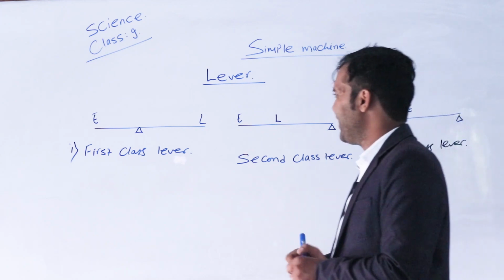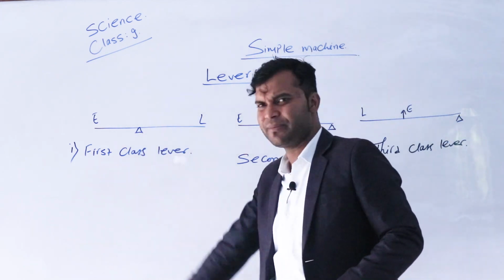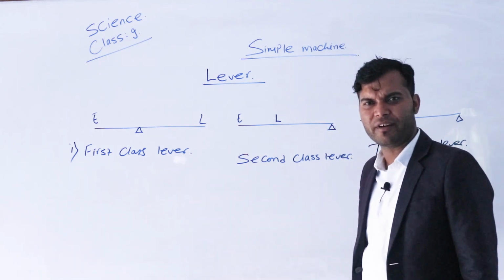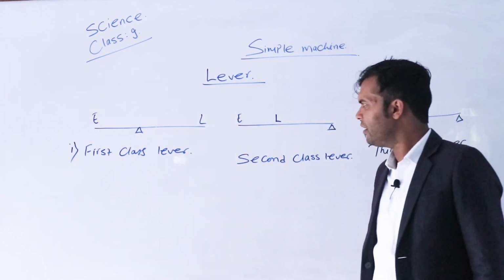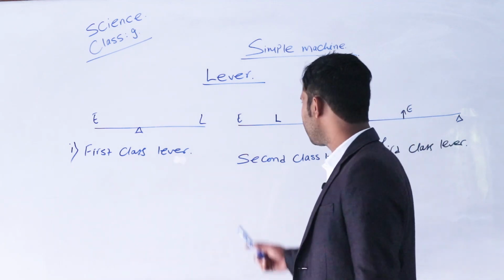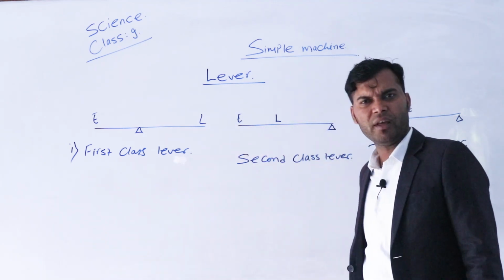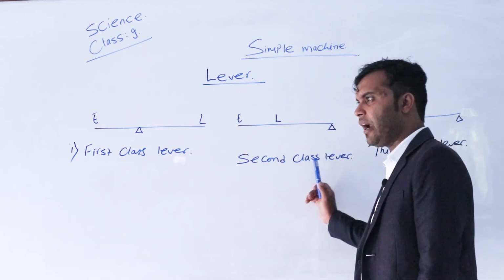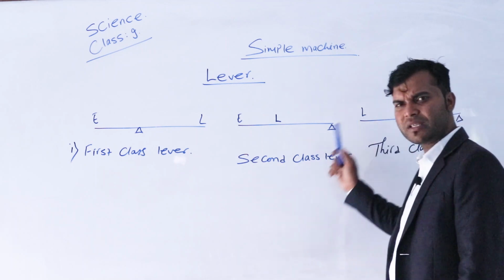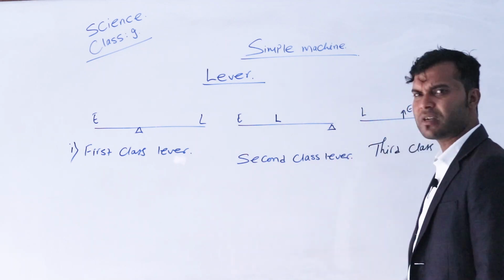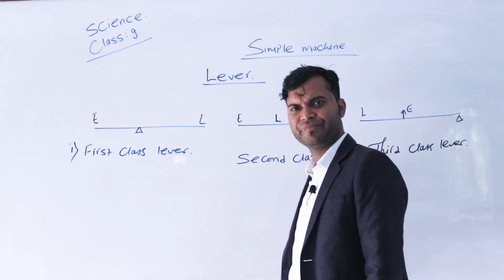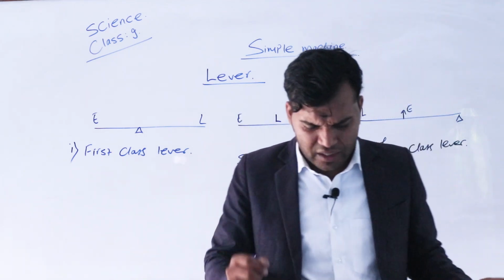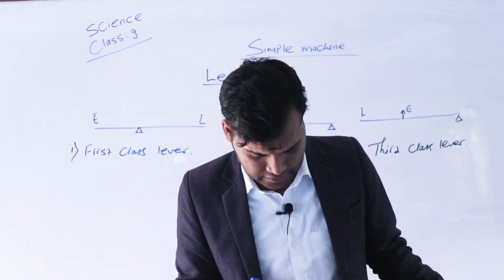Those levers where the fulcrum lies in between load and effort are called the first class lever. Those levers where the load lies in between effort and fulcrum are called the second class lever. And those levers where the effort lies in between load and fulcrum are called the third class lever. Hope you are clear on the first class, second class, and third class lever, isn't it?